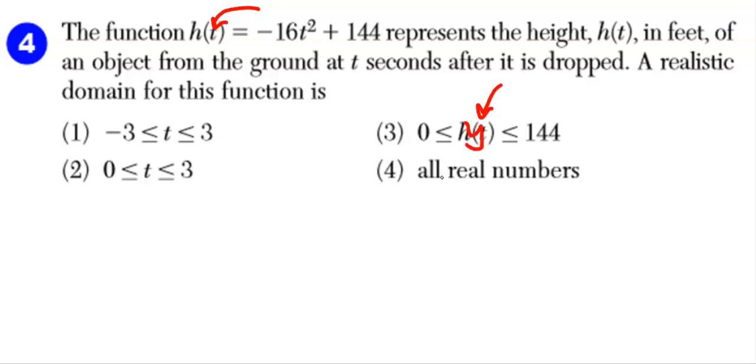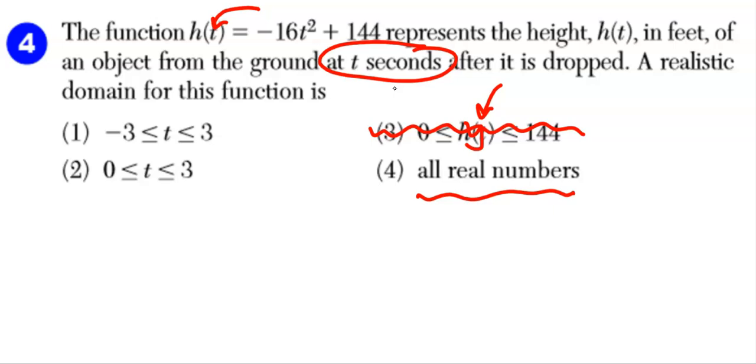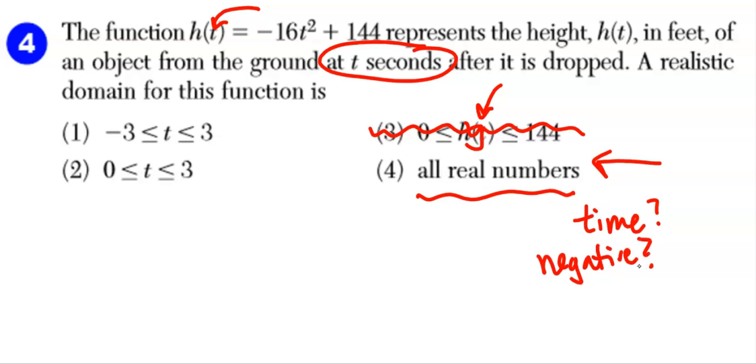This is technically a y. That's a description of the range. Now let's think about this one here. This function is talking about t seconds. Is it possible that you have all real numbers as your time? Can time be negative? No. So this one is out.